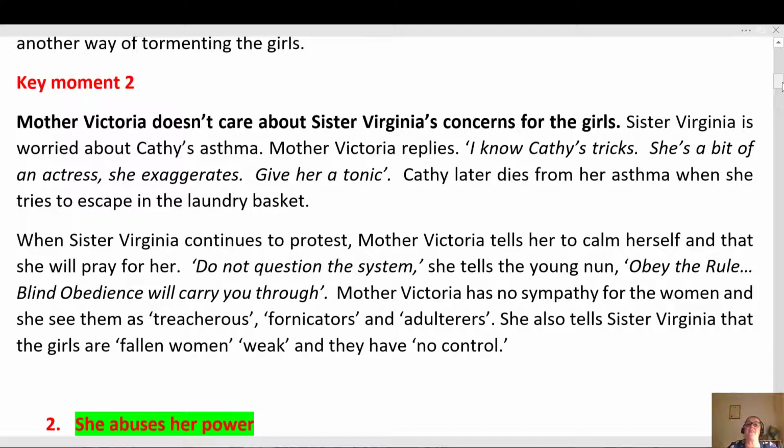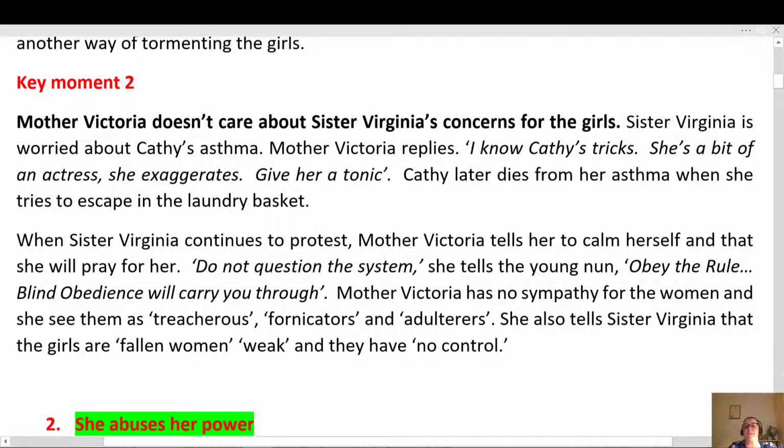When Sister Virginia continues to protest, Mother Victoria tells her to calm herself and that she will pray for her. "Do not question the system," she tells the young nun. "Obey the rule. Blind obedience will carry you through." Mother Victoria has no sympathy for the women, and she sees them as treacherous, fornicators and adulterers. She also tells Sister Virginia that the girls are fallen women, weak, and they have no control. Okay, so they were two key moments to show that the villain, Mother Victoria, has no sympathy.